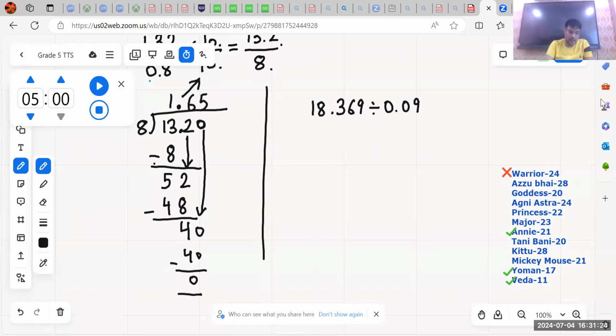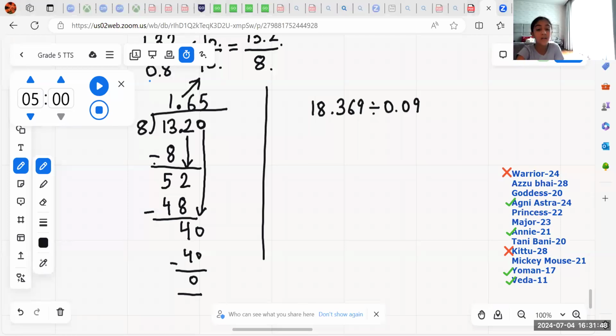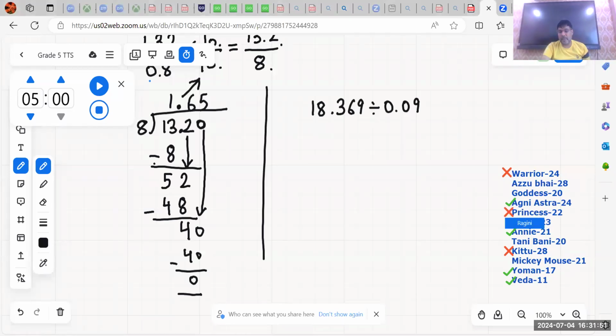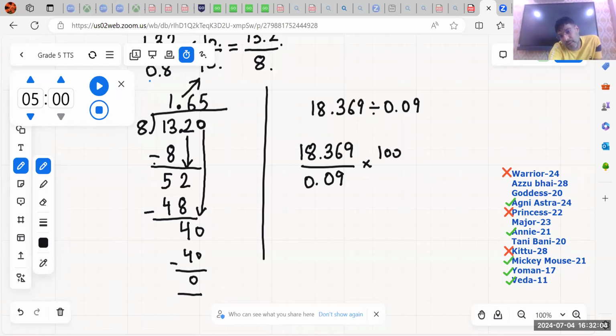Next question, kids. So, warrior, in this second question, by which number will I multiply? Sir, 100. Yes, we'll multiply by 100. So, I'm doing the first step, 18.369 divided by 0.09. So, we will multiply by 100 by 100. Then the question should be very easy, beta. 1836.9 divided by 9.